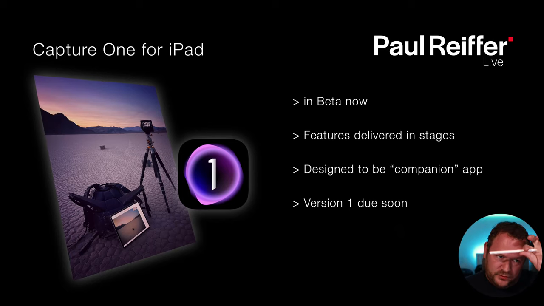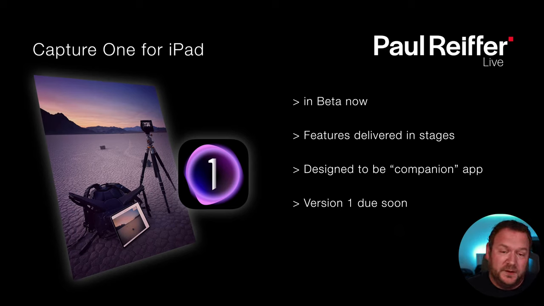Now, I have one of these, a weird whizzy pencil thing. The first release of Capture One for iPad does not deliver things like masking and layers and stuff like that. So limited in terms of what we can do on this, but it's designed to be a companion for the desktop. So this is more around base edits, culling, rating and stuff like that to work alongside full-on Capture One for desktop.